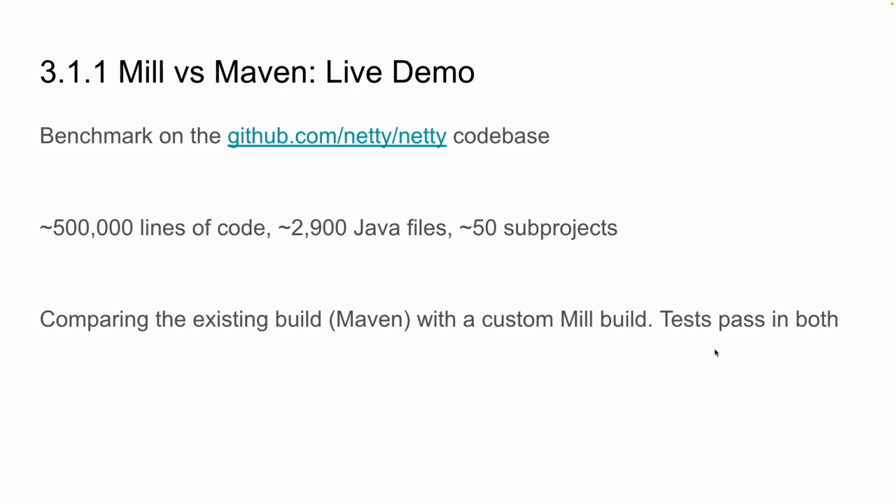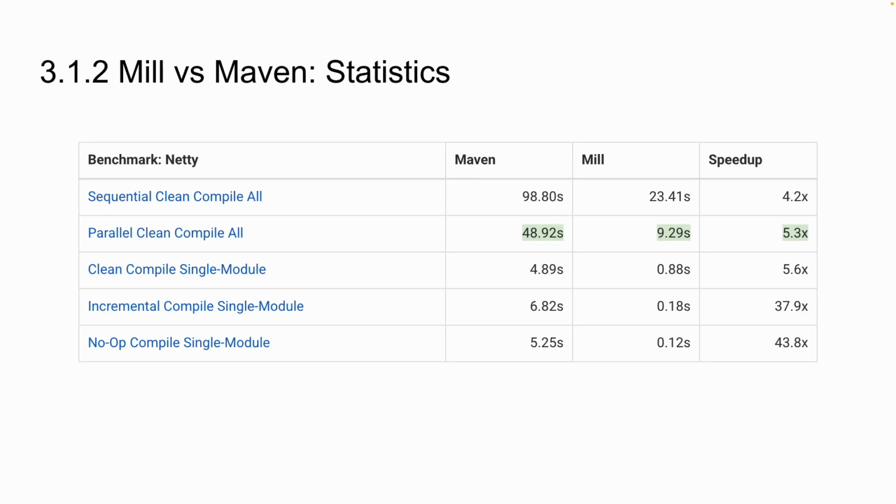All the flags work, all the compiler flags, JVM runtime flags, dependencies are wired up, and so on. And once we did that, we could run some benchmarks. So for example, we saw the parallel clean compile all benchmark with Maven took about 50 seconds. With Mill, it takes less than 10. And I can show you this now.